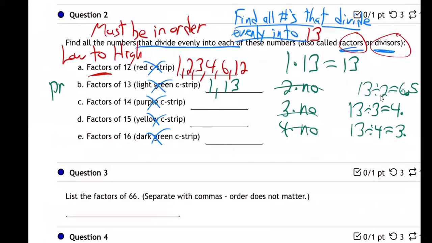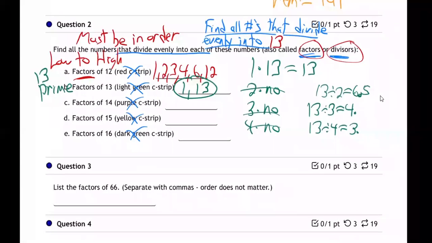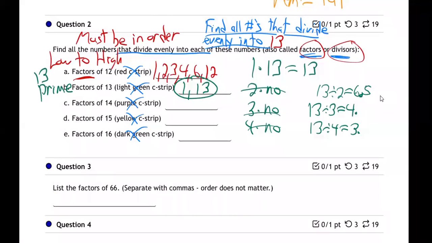That's a prime. 13 is prime, meaning only 1 and itself go into it. Nothing else divides evenly into it. Yeah, and we're going to be talking about primes here in a few minutes more deeply. That's a prime number. Nothing else goes into it but 1 and itself. Good. On to 14 we go. Feel free to stop me if you have questions.